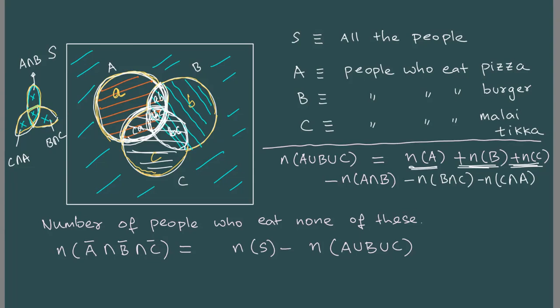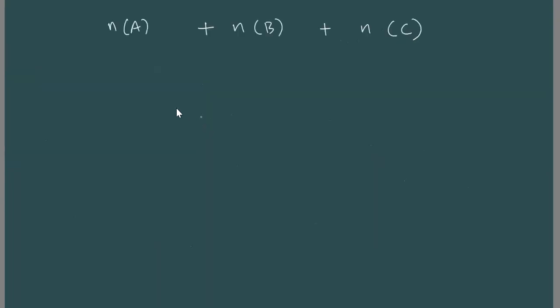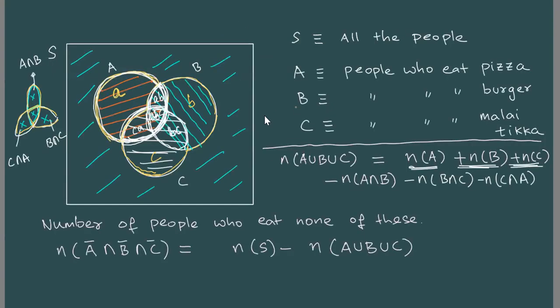So when I add n of A, I'm actually adding 4 numbers: n of A, plus people who eat only pizza and burger, and people who eat pizza and malai tikka, and people who eat all of them, ABC. This is your n of A. Now, when I do n of B, I will be doing the same thing, right? AB, people who eat burger, CB, and then people who eat burger and pizza, burger and malai tikka, and include all of them.